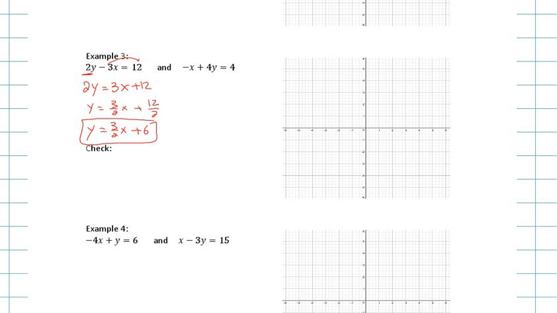How about this one? Negative x plus 4y equals 4. What do I have to move over? I have to move over the negative x. What does it become? Positive x, right? And then plus. Am I done? No. So I have to divide each term by 4. So that's 1 over 4 x, right? 1.